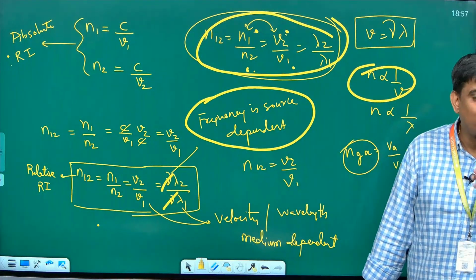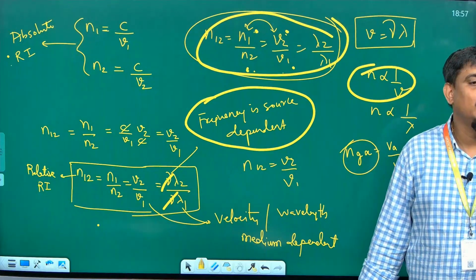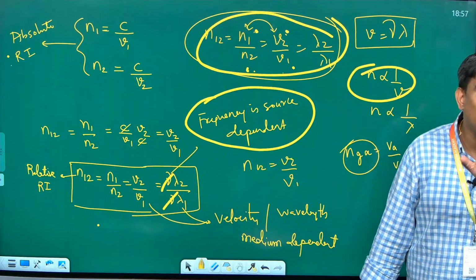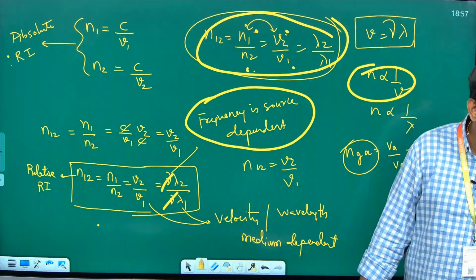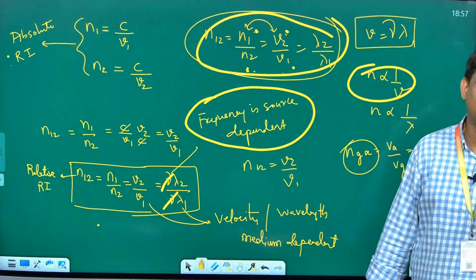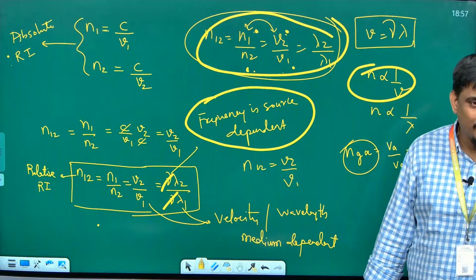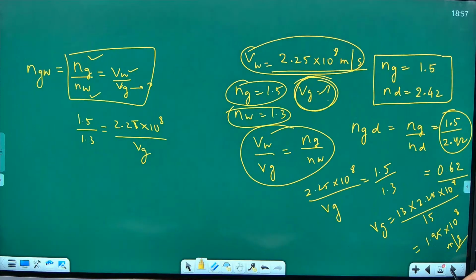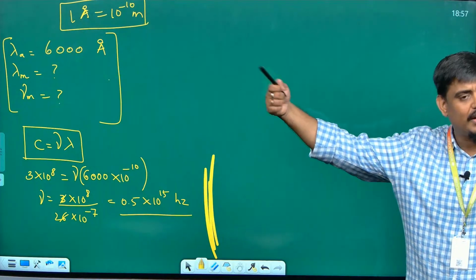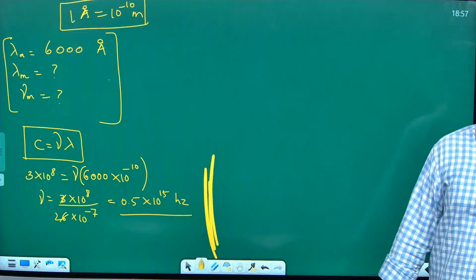If a light is moving from glass to water, will its frequency change? No. What will change? Velocity will change, wavelength will change. Are you getting my point? So whatever frequency we have got here, that is the answer for air or any other medium.